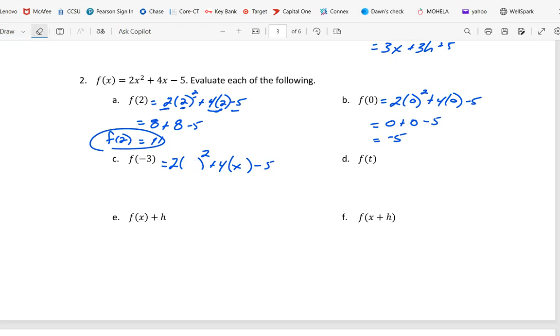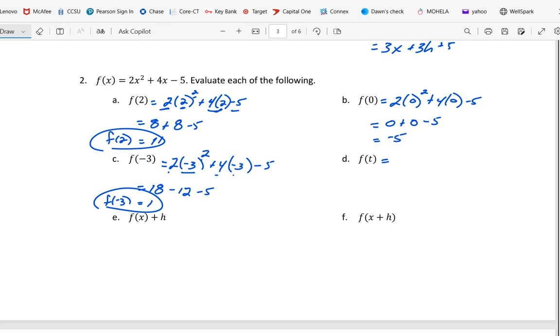To find f of negative 3, we're going to replace those x's with the negative 3. And again, be careful. Negative 3 squared is 9. 2 times the 9 is 18. 4 times negative 3 is negative 12. I'm going to change that plus to a minus because it's a negative 12, and then minus 5. 18 minus 12 is 6, minus 5 is 1. f of negative 3 is 1.